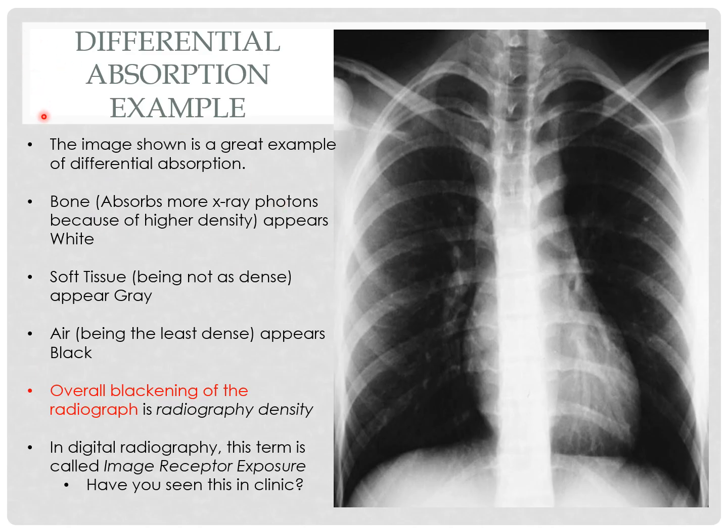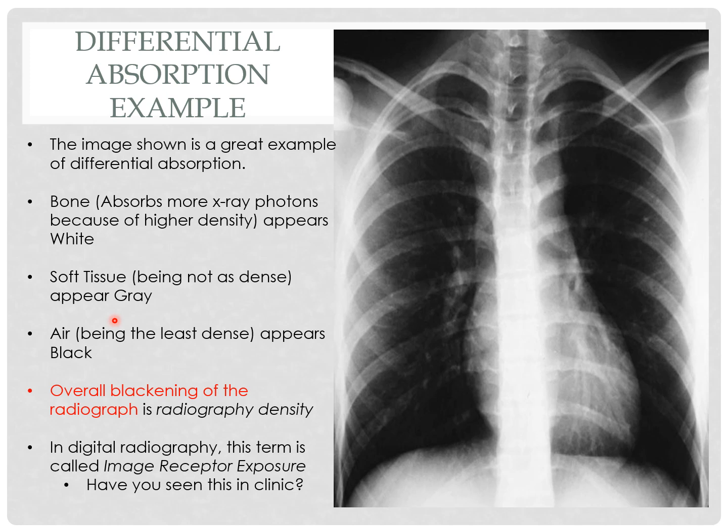Differential absorption examples. This image shown is a great example of differential absorption. Bone absorbs more X-ray photons because of its high density, so it appears white. Also think of its atomic number. It's got an atomic number of about 13. Soft tissue, not being as dense, appears gray. It has an atomic number of about 7.